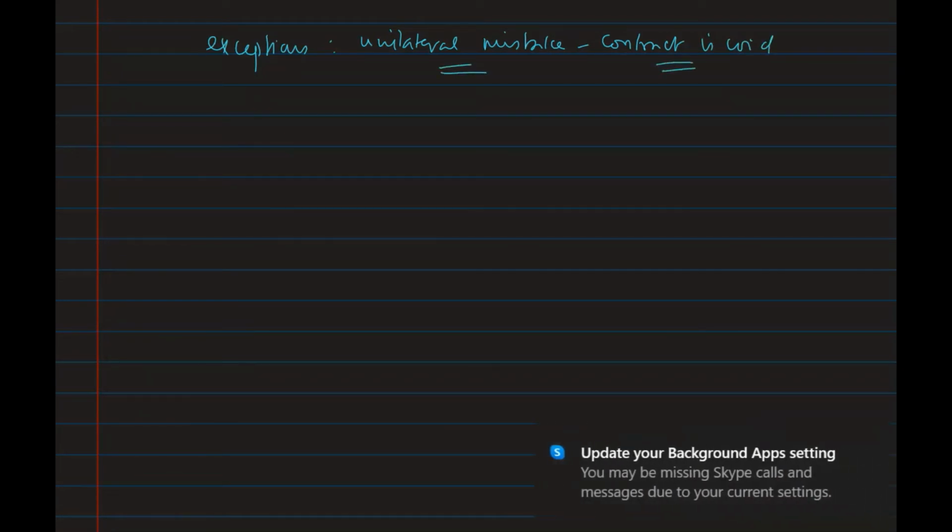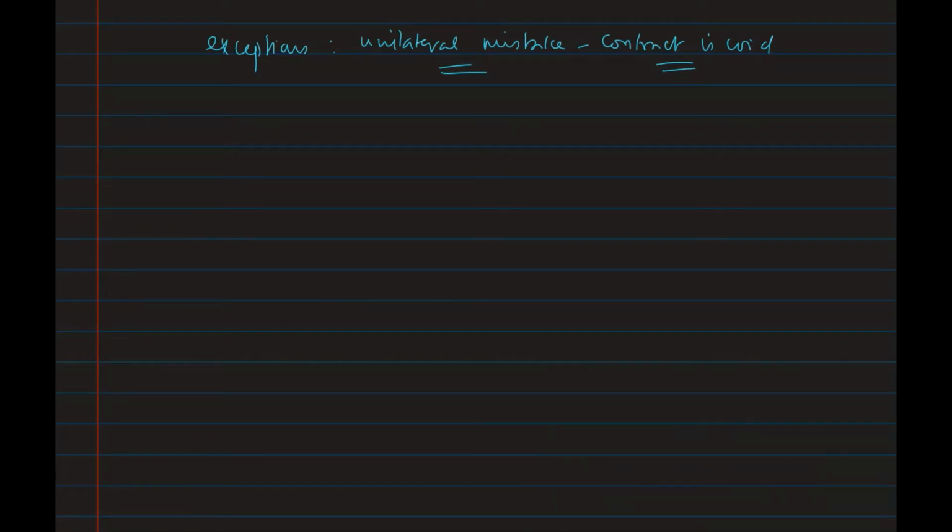There are exceptions here. In unilateral mistake, the contract is void in these two following exception situations. Very, very important. I'll repeat. In case of unilateral mistake, the contract is normally valid, but in two cases the contract is void. What are those two cases? I'll tell you.